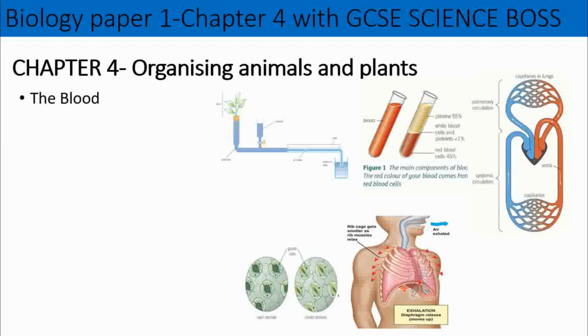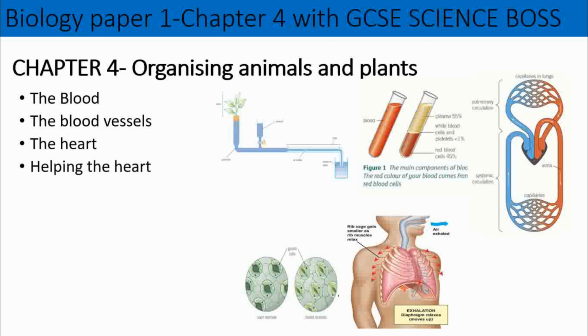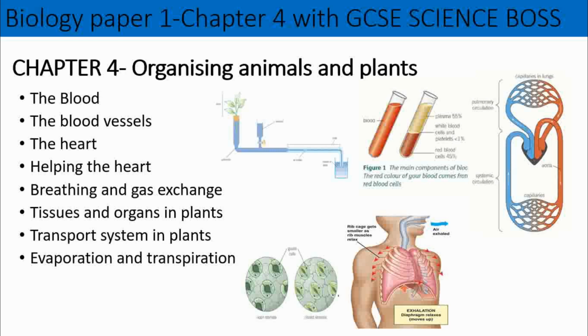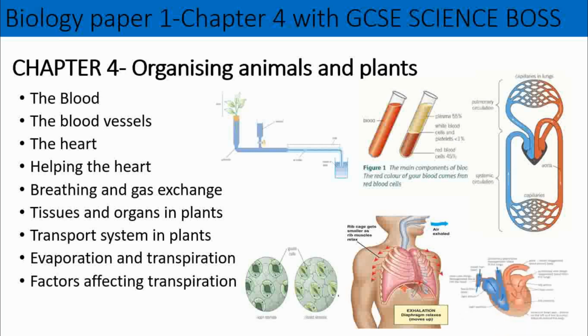So the first thing we're going to be looking at is the blood. We're going to also be looking at the blood vessels. We're going to be looking at the heart, helping the heart, breathing and gas exchange, tissues and organs in plants, transport system in plants, evaporation and transpiration. And finally, we're going to be looking at factors affecting transpiration, okay? So lots to do. Let's get this started.